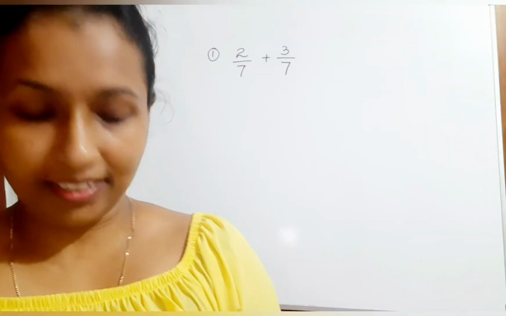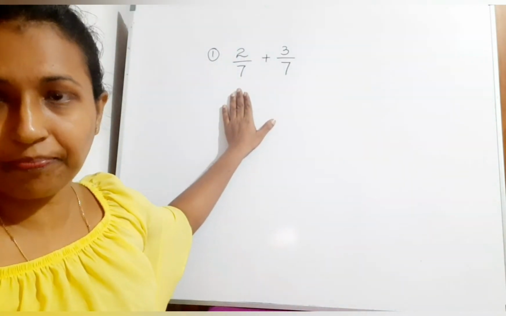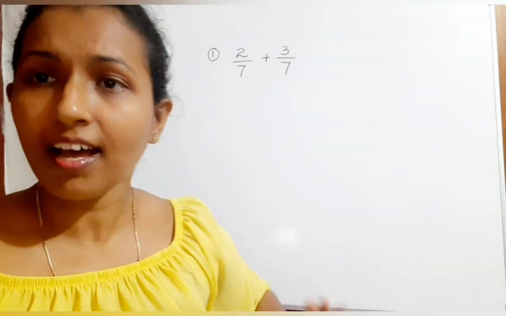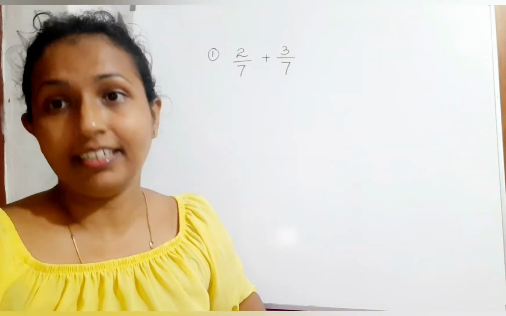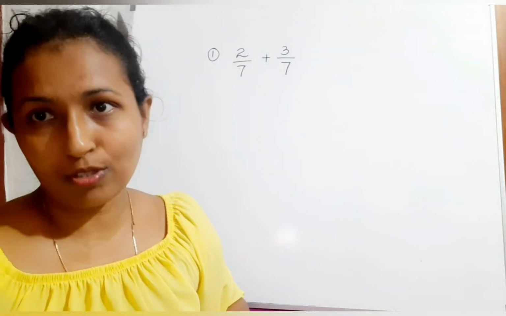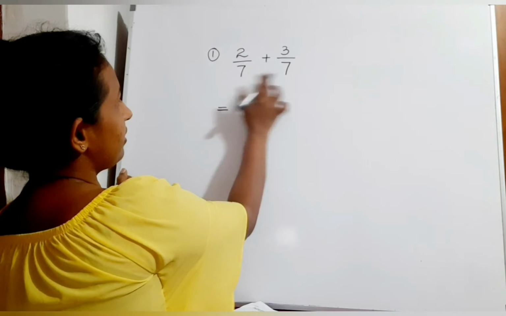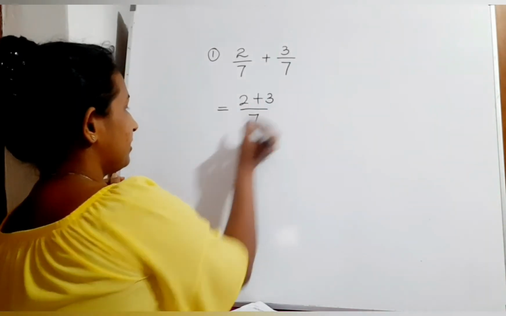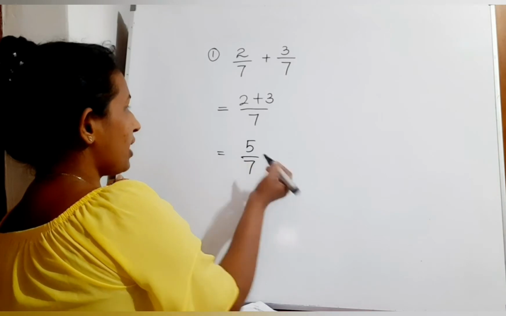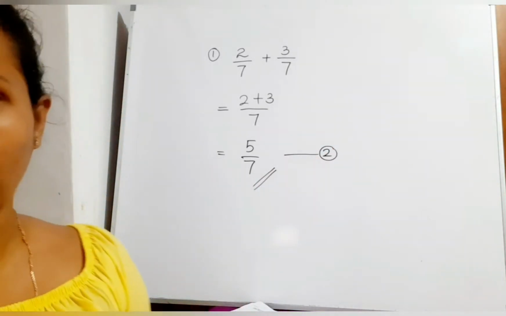Okay, children, now let's do the discussion. Let's discuss the first question. Here there is an addition of fractions. You know, the denominators are equal. If the denominators are equal, only the numerators are added, and the denominator of the answer is the same denominator. Then let's do it. 7 is the denominator of the answer and only the numerators are added. Then what is the answer? 2 plus 3 is 5. 5 over 7 is the answer. You will be given 2 marks for that question.